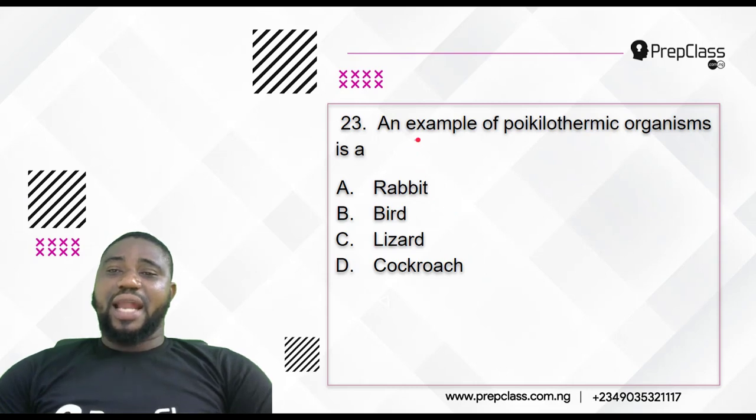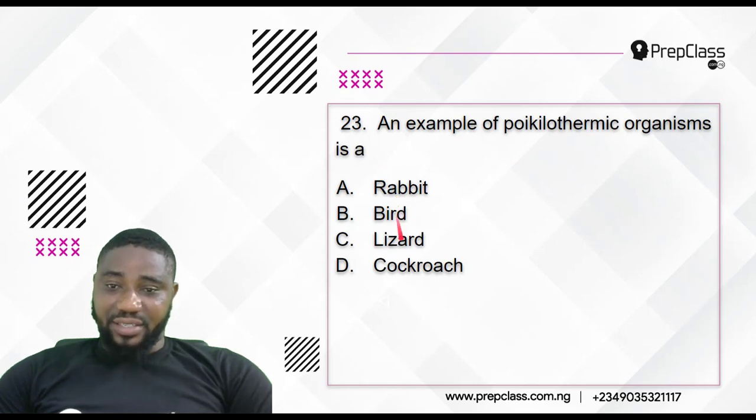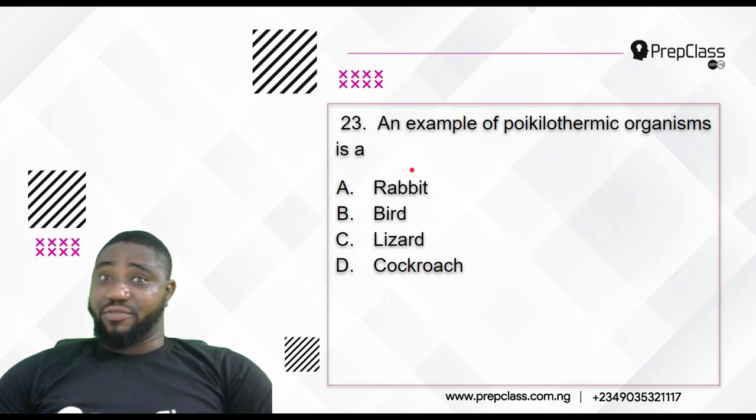Question 23. An example of a poikilothermic organism is a rabbit, a bird, a lizard, or a cockroach. Cockroach is out because it is an invertebrate. We are talking about vertebrates here. Poikilothermic means cold-blooded, and that applies only to vertebrates. So we are looking at between rabbit, bird, and lizard.